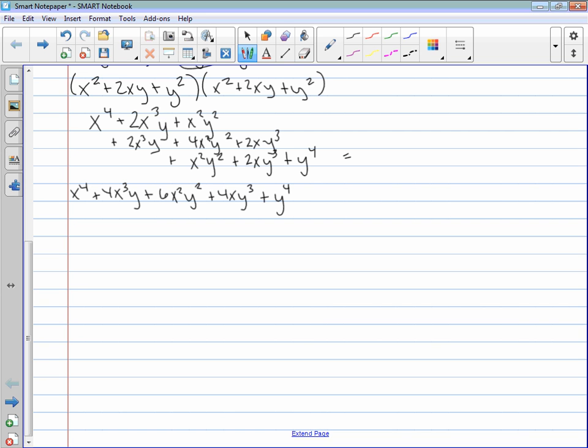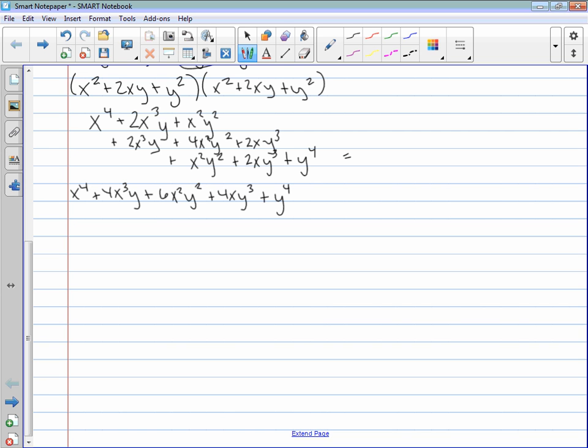Alright. Now, that was kind of nasty. You could have done it. Hopefully most of you did. Here, all I did was distribute that x squared into each of these three terms and got that first line. Then I distributed the 2xy into each of those three terms, got the second line. Distribute the y squared into each of those three terms, got the third line. Combined like terms. Now, wouldn't it be nice if there were an easier way?